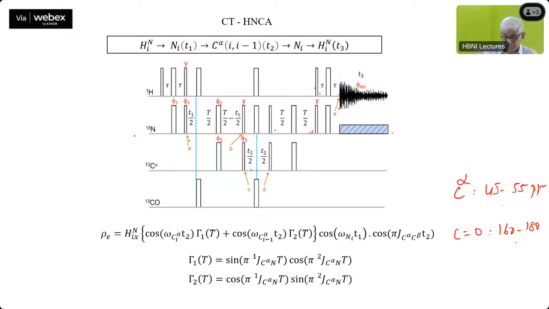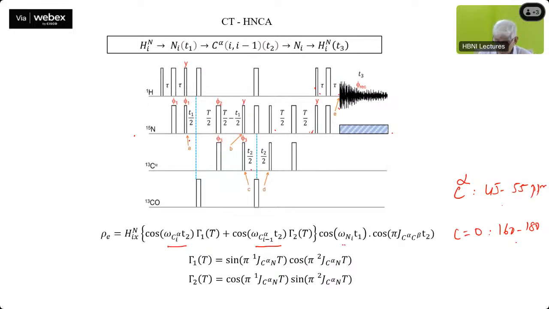What do they depend upon? These determine the intensities of the various peaks. First of all, they define the chemical shifts. Which chemical shifts? Now you see here T2. T2 means this is the C alpha chemical shift of residue I. And here again T2, the C alpha chemical shift of residue I minus 1, because I told you we are going to label C alpha in this T2 period. Therefore, the C alpha I minus 1 and C alpha I chemical shifts are there.